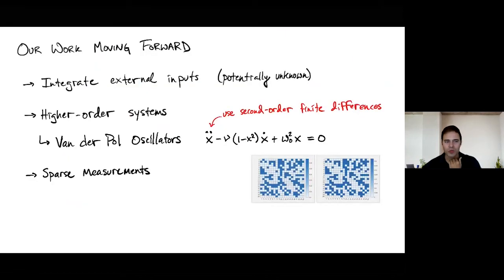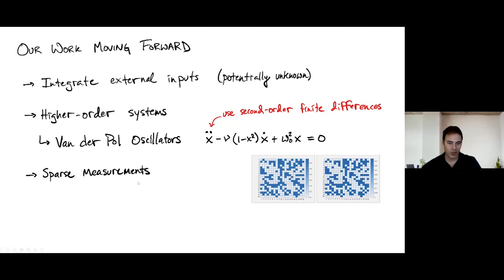And so what we're working on moving forward is integrating certain things like external effects, such as external inputs. These are not taken into account in the framework that's currently there. Also, it assumes only single derivatives, so that precludes more sophisticated systems. And so right now we're working on, and we've already generalized this for higher order systems, where we approximate with higher order finite differences. And so a van der Pol oscillator is similar to a Kuramoto, but more sophisticated. And here what I'm showing you in this image is that we're able to reconstruct relatively well.